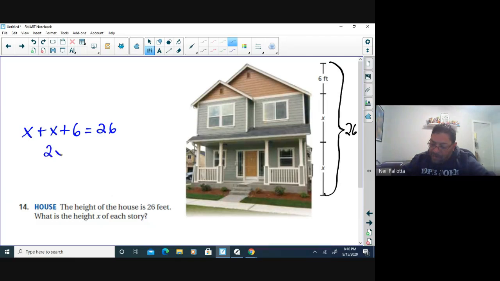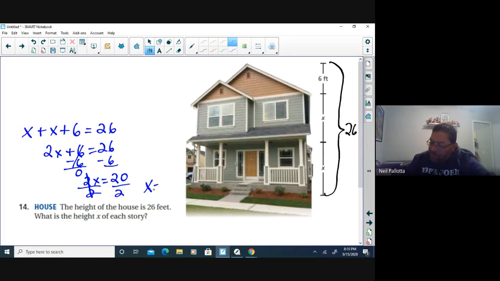1x and 1x is 2x, plus 6 is 26. We have our two-step equation. Subtract 6 from both sides of the equation. That's 0. We're left with 2x is going to be equal to 20. Divide by 2 on both sides of the equation. We get x is equal to 10 feet, right? And that answer should make sense because 10 plus 10 is 20, plus 6 is 26. All right, remember, we're trying to write and solve equations.